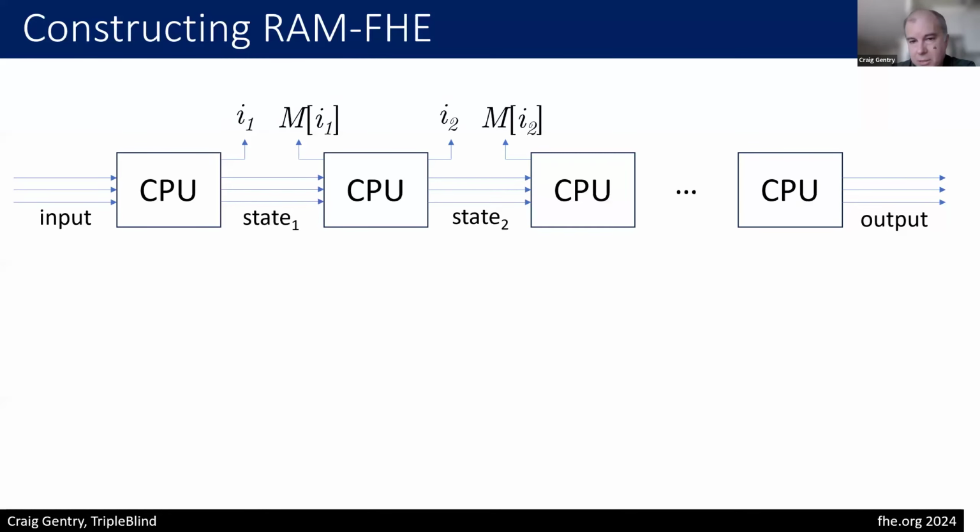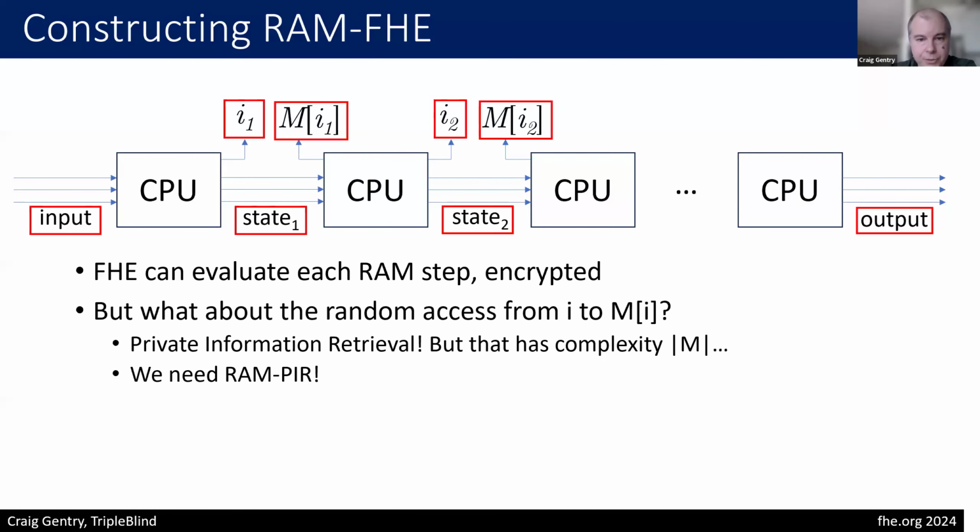So that's RAM computation. If you think about applying FHE to this, well, it's pretty easy to apply FHE to each individual RAM step, right? All the inputs are there. You just run the CPU computation using FHE, and you get output, some encrypted state and some encrypted index. The problem is, what do you do with that encrypted index? You don't know where to go. It's encrypted. So you have to somehow convert this encrypted index into the memory at that index.